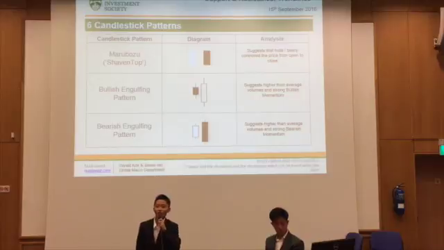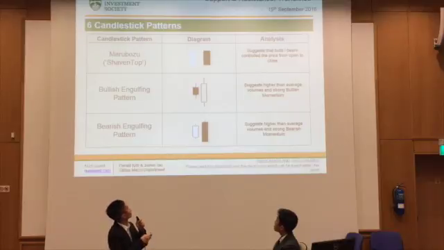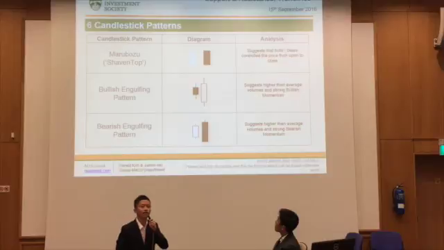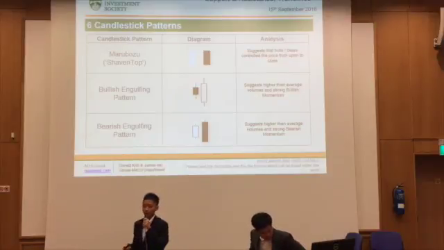Okay, then the next one, the Marubozu pattern. The Marubozu pattern is just a rectangle. There's no upper or lower shadow. So it's a very clear bullish indicator or very clear bearish indicator. It's considered an in-your-face kind of technical indicator.